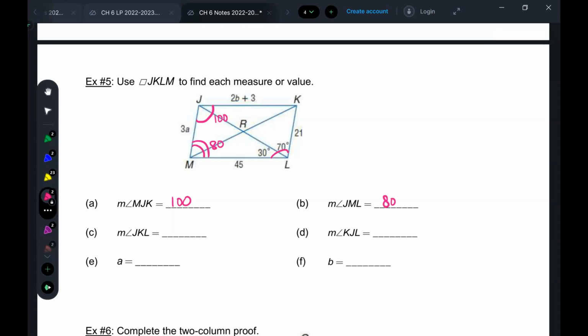JKL is also 80. You could also do KJL. 30. What did we say? 30? Yes, we get it.